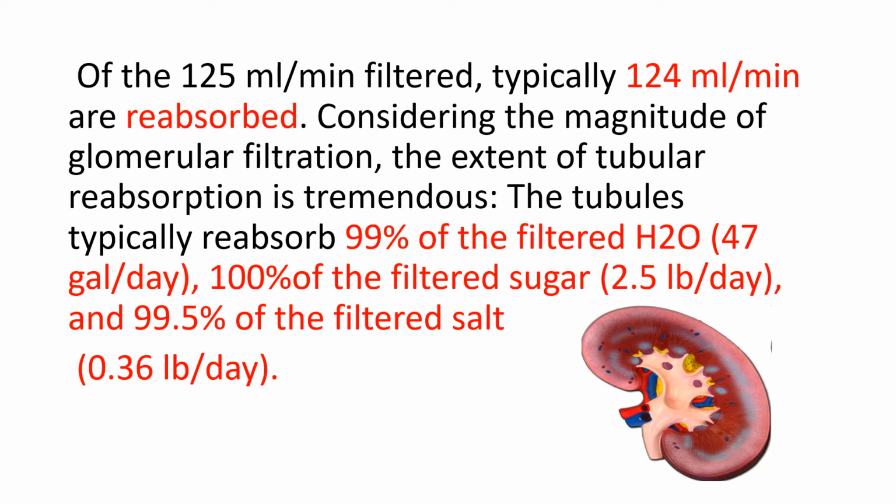Of the 125 ml per minute filtered, the GFR, you understood? Of the 125 ml per minute filtered, typically 124 ml per minute are reabsorbed. Considering the magnitude of glomerular filtration, the extent of tubular reabsorption is tremendous. The tubules typically reabsorb 99% of filtered H2O. This means about 47 gallons per day.